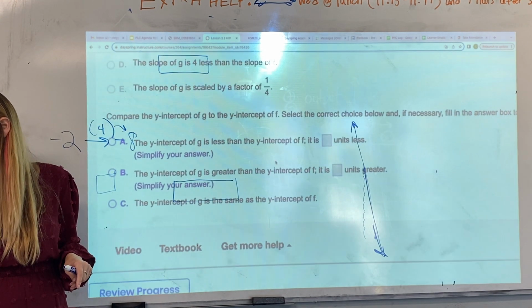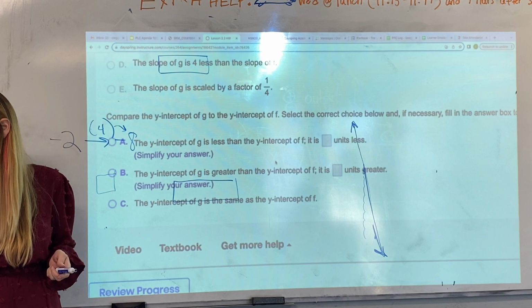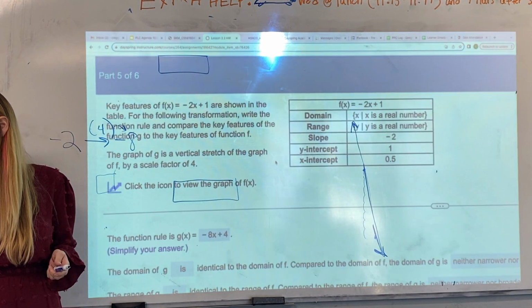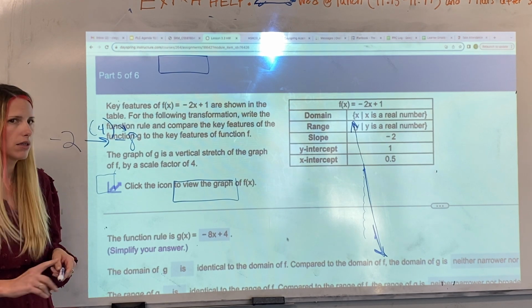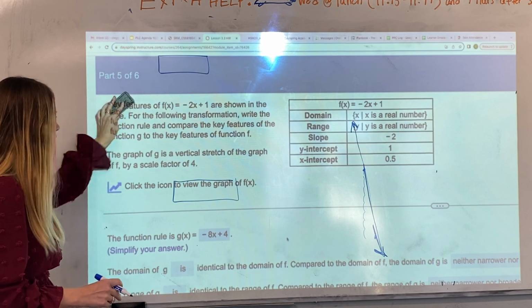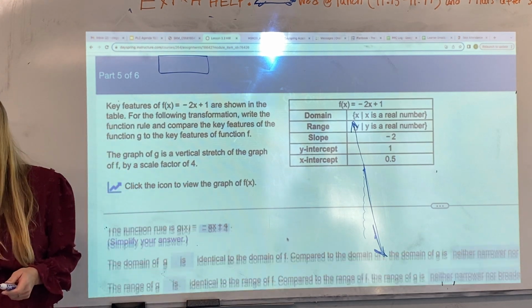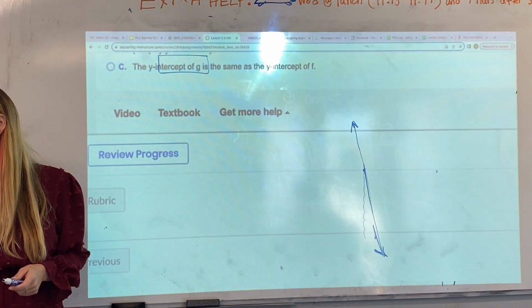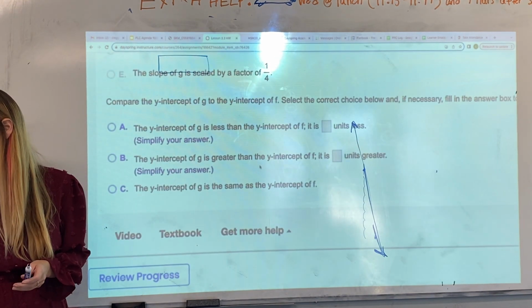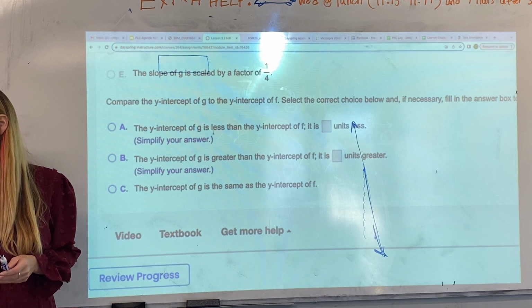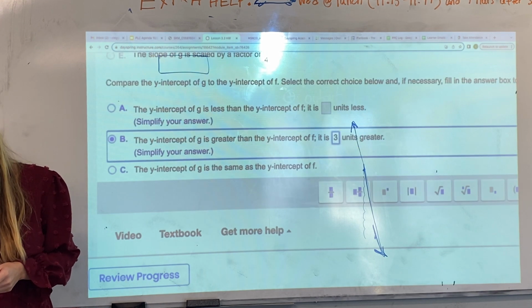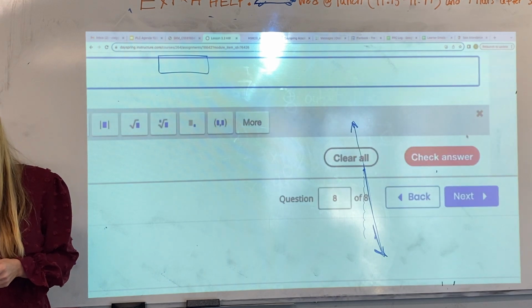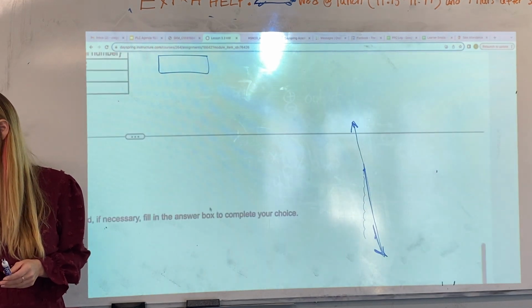Okay, compare the y-intercept of g to the y-intercept of f. The y-intercept went from 1 to 4. The y-intercept of g, is it less or greater? Greater, because it went from 1 to 4, and it is how many units greater? 3. Technically, it was a scale factor of 4.